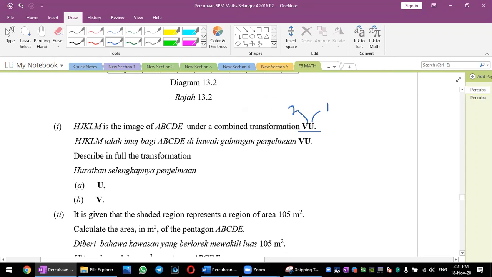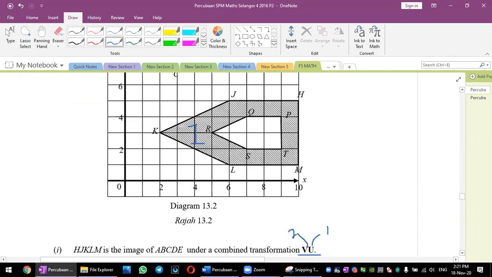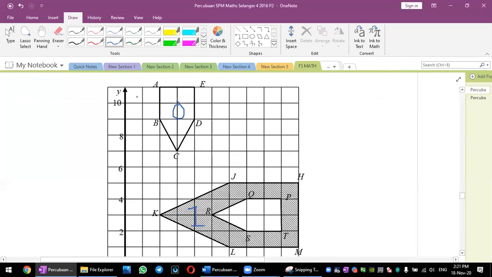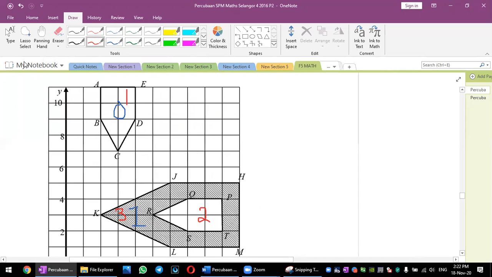Okay, U then B. So U is what? You think first. How is the object changed to the image? Putaran, yes. Number one will change to this one, PQRST, become number two. Putaran. Lepas putaran jadi apa? Macam mana jadi yang besar punya? Pembesaran. Yes, pembesaran.